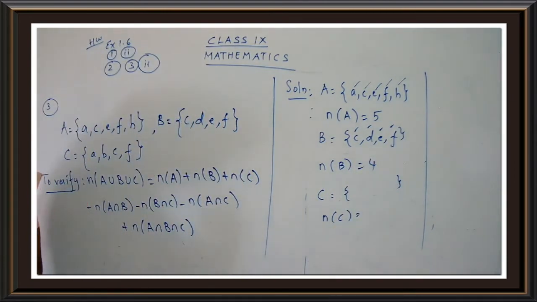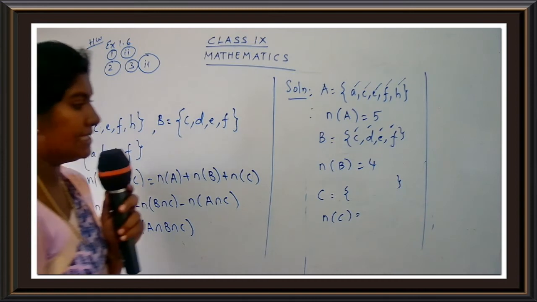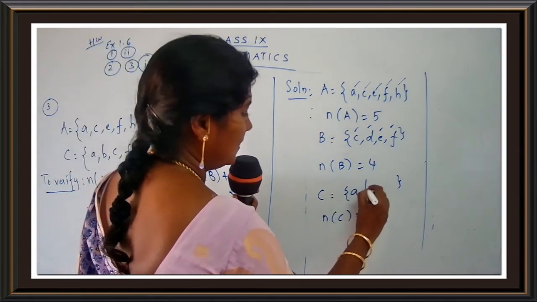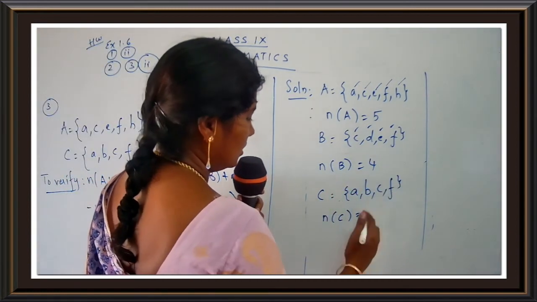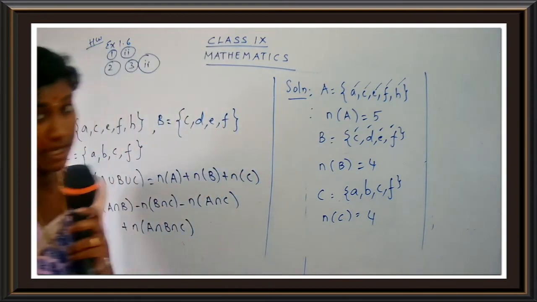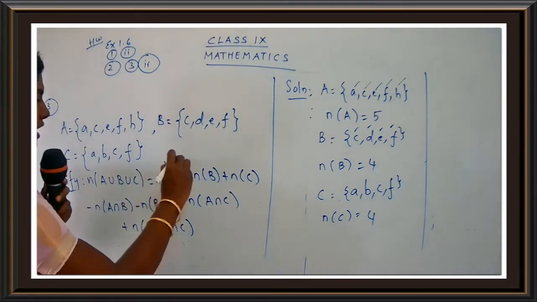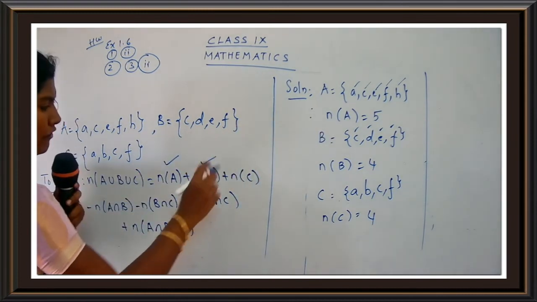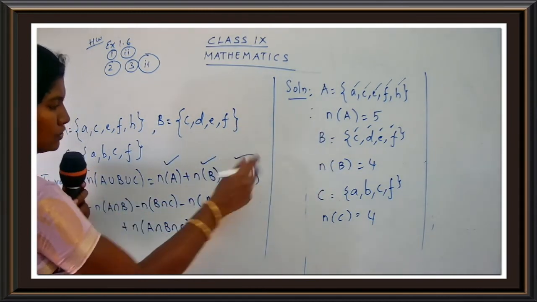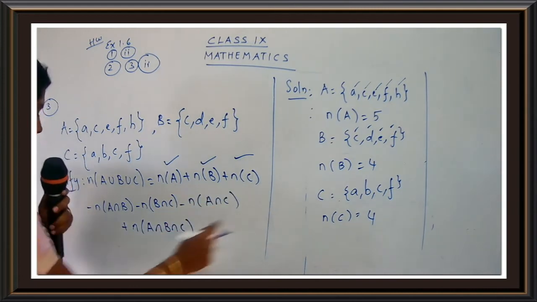What are the members of C? A, B, C, F. So what is N of C? N of C is again 4. So we have found 3 details. We have found N of A, that is 5. We have found N of B, that is 4. And also we have found N of C, that is 4.